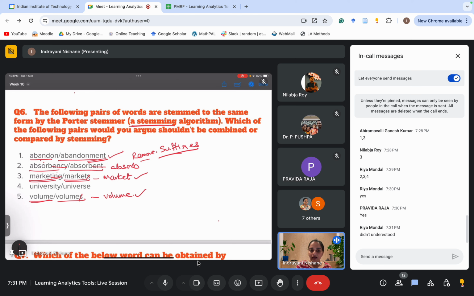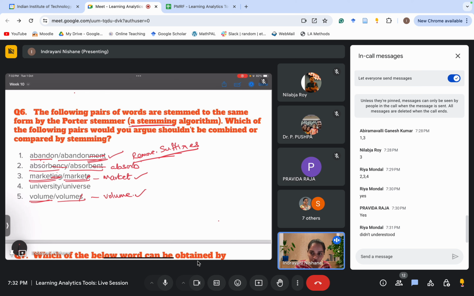Now if we try to... see, stemming is nothing but removing suffixes. Suffixes are the letters which are put at the end of the word. Here in abandon and abandonment, we removed MENT. In marketing and markets, we removed one letter S from here, ING from here. In volumes and volume, this one S is removed, so it is reduced to one word, volume.